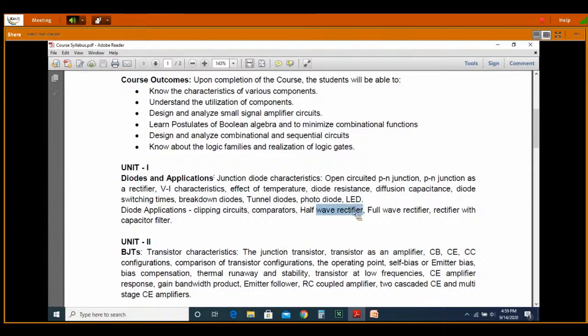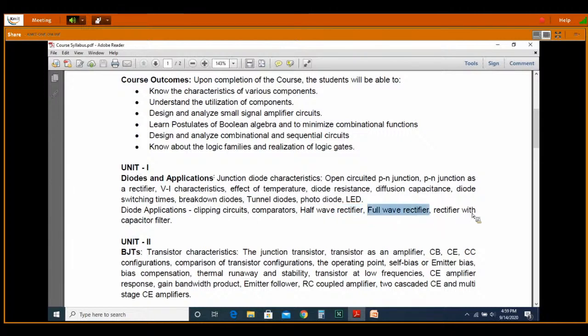Next, we started the rectifiers. In the rectifiers, we started the half wave rectifier and the full wave rectifier. And then we derived the different parameters. What is the DC current and the DC voltage? Now, the average current, the RMS current and RMS voltage. What is the form factor, peak factor, efficiency, regulation, and next ripple factor, transformer utilization ratio, peak inverse voltage. All these things we derived for the half wave rectifier as well as the full wave rectifier.